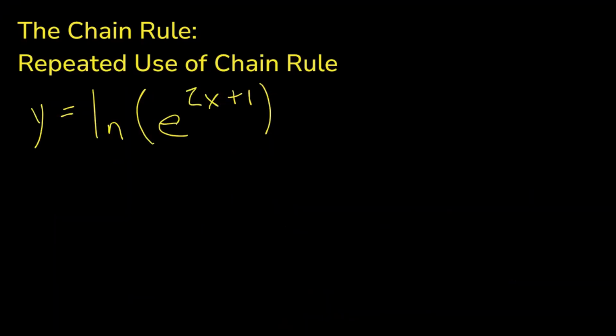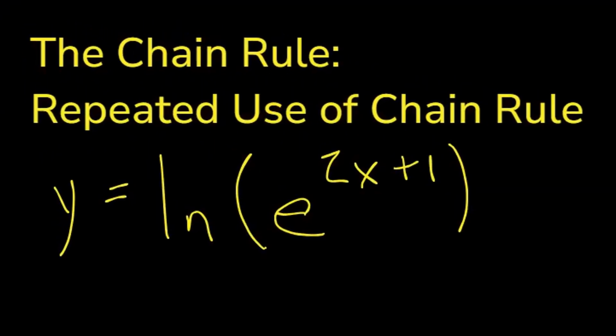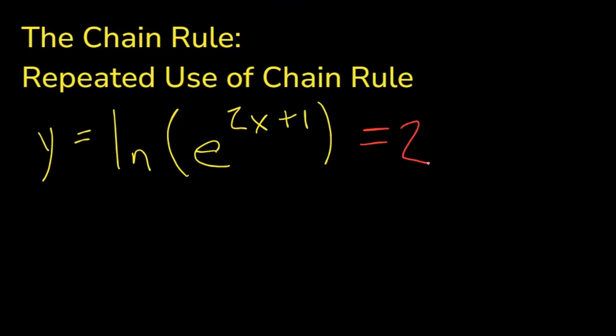There you have it. Now, this last one here looks pretty crazy. However, if you remember one key thing, natural log and e are inverses of one another. So really, the e and the natural log cancel, and this simplifies to 2x plus 1. I did absolutely zero amount of calculus so far. I just simplified the function. Now the derivative is just 2.